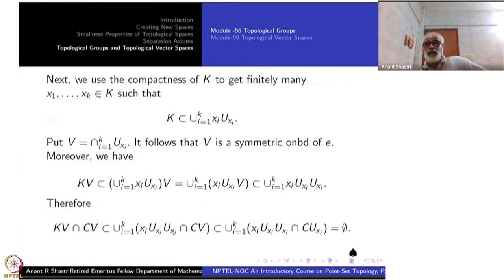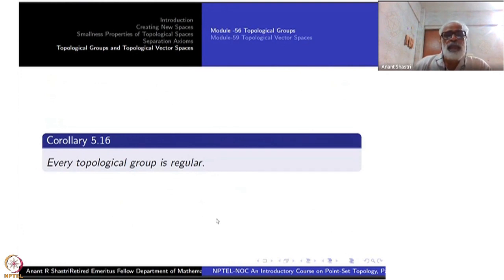So we have proved that a topological group is strongly regular in that sense: a compact set and a disjoint closed set can be separated by open sets in a neat way. One single neighborhood V, and its translates, with KV intersection CV empty. I am just summing it up for posterity. Every topological group is regular, that much is fine.